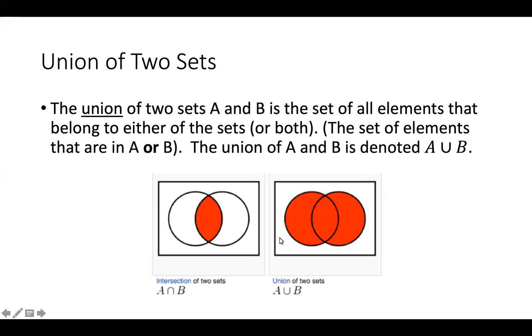What you're looking at here, these are called Venn diagrams. They show the relationship between two sets. So if the circle on the left is A and the circle on the right is B, the shaded red area is the intersection of A and B. And in this picture over here on the right, the shaded area is the union of A and B. So everything that belongs to A or B or both.